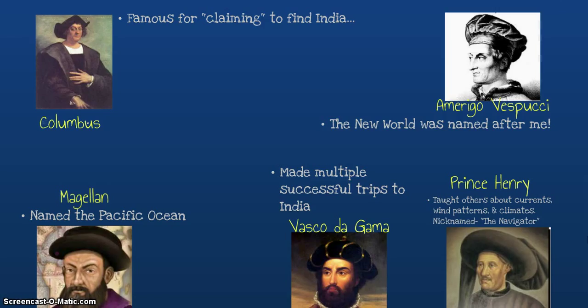Vasco da Gama made multiple successful trips to India around the Cape of Good Hope in the southern part of Africa, and Prince Henry taught many others about currents, wind patterns, climates. He was nicknamed Henry the Navigator, even though while he had many contributions to the age of exploration, he didn't really do a whole lot of exploring himself. Now, to discuss more important stuff, let's go more in depth to this Columbus guy.